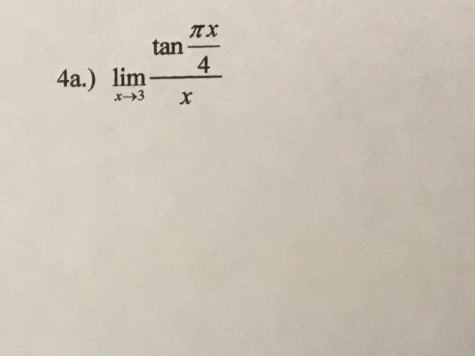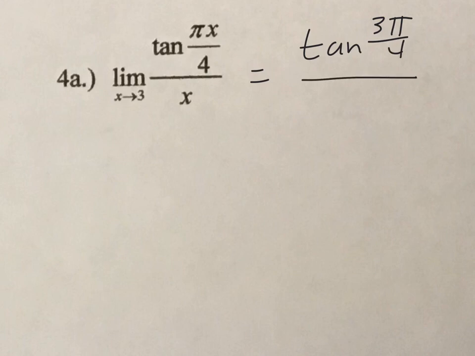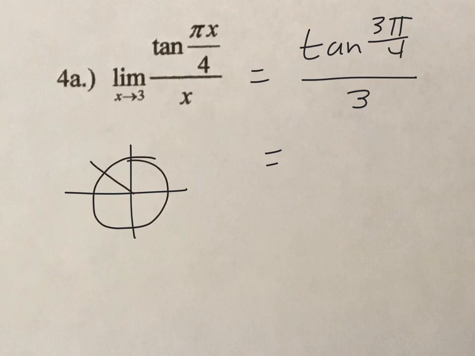So I can just go ahead and say that this is equal to tangent of, I'm going to replace that x with 3, so I'd have 3 pi over 4 in the numerator, and then that's all over 3 in the denominator. So now we just need to remember what tangent of 3 pi over 4 is. So let me just quickly draw a unit circle. Okay, 3 pi over 4 is going to be over here, where our reference angle would be pi fourths.